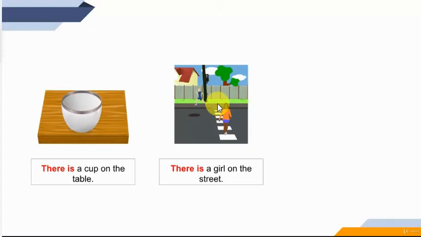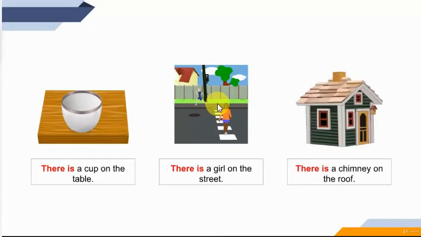The first one: there is a cup on the table. There is a girl on the street. There is a chimney on the roof. Okay? You speak about something that is there. There is something. And this something, when you use there is, is a singular countable noun in this situation. There is a cup, there is a girl, there is a chimney.